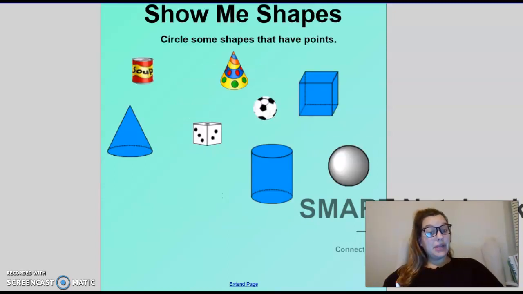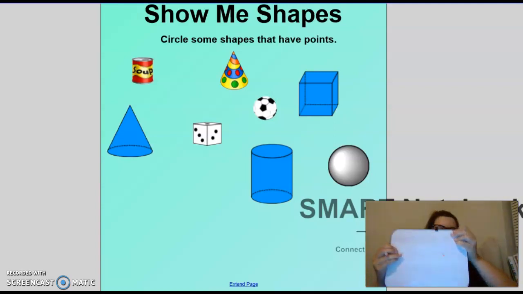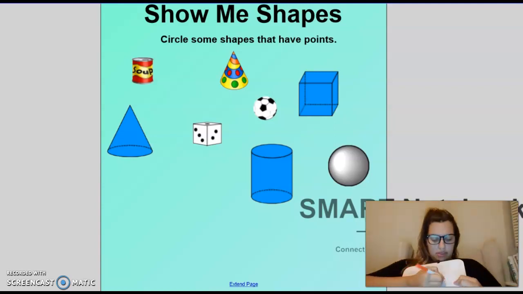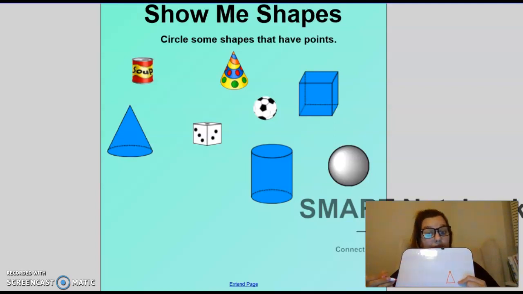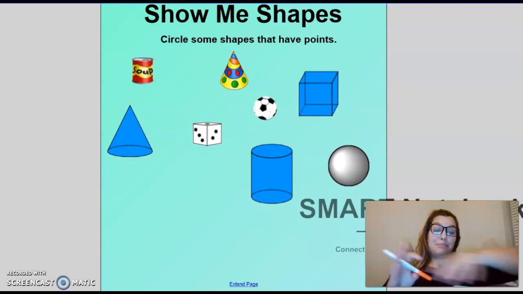Okay, so the first game we're going to play today is called Show Me Shapes. We are going to be given a feature of the shapes, and we're going to have to find those shapes within our picture, okay? The first direction is circle some shapes that have points. Now let's remember, a point is usually like a dot, but it's where your lines meet. So here's a triangle, and the triangle has 3 points, where your lines meet. We're going to see how many of these shapes on our screens have points.